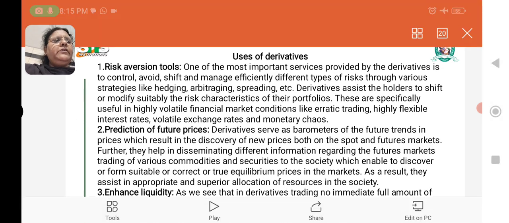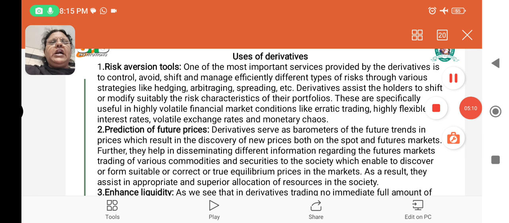So now coming to the uses of derivative. Risk aversion tool: one of the important services provided by the derivative are controlling, avoiding, shifting and managing effectively different types of risk through various strategies like hedging, arbitraging, spreading. Derivatives assist the holders to shift or modify suitably the risk characteristics of their portfolio. Predictions of future price: derivatives serve as a barometer of future trend in prices, which result in the discovery of new prices both on spot and future market.